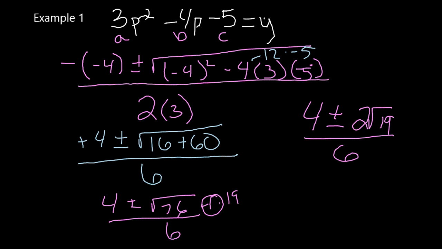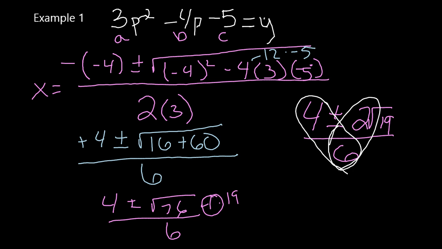Okay, the last thing, so that we finally have our answer, we look at this and we go, can I simplify this any further? And in this case, we can. 4, 2, and 6 all have a 2 in common. So if they all have a 2 in common, we're going to divide everything by 2.